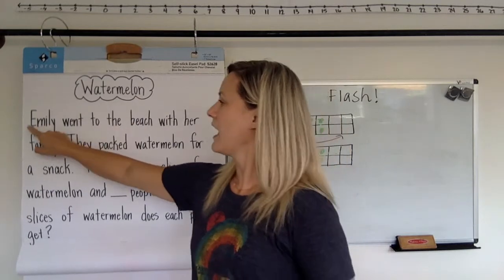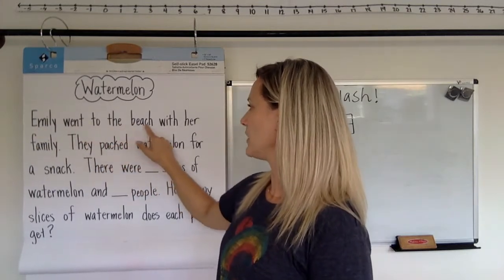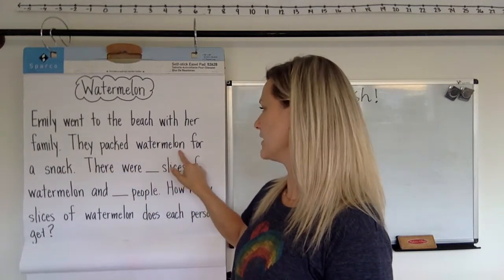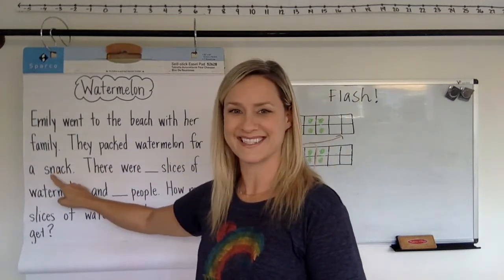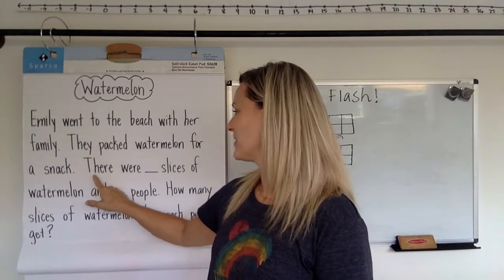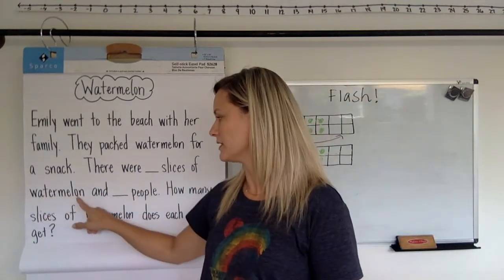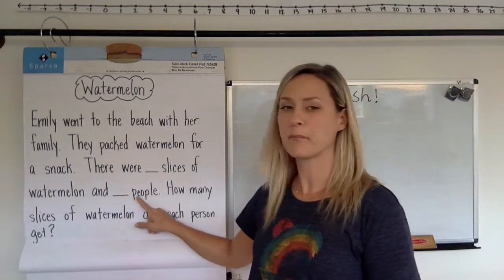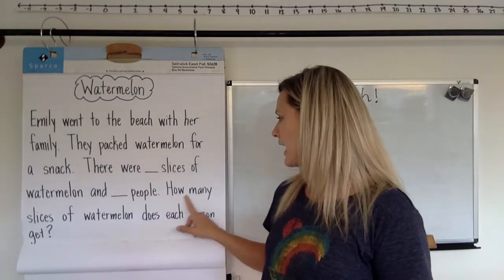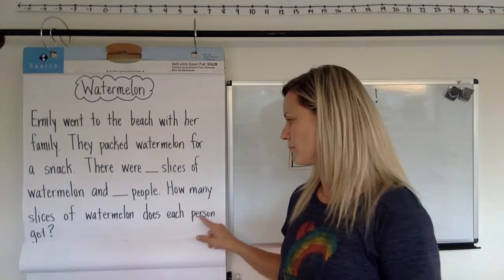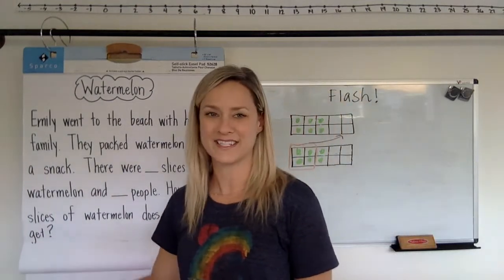Watermelon. Emily went to the beach with her family. They packed watermelon for a snack. There were slices of watermelon and people. How many slices of watermelon does each person get?